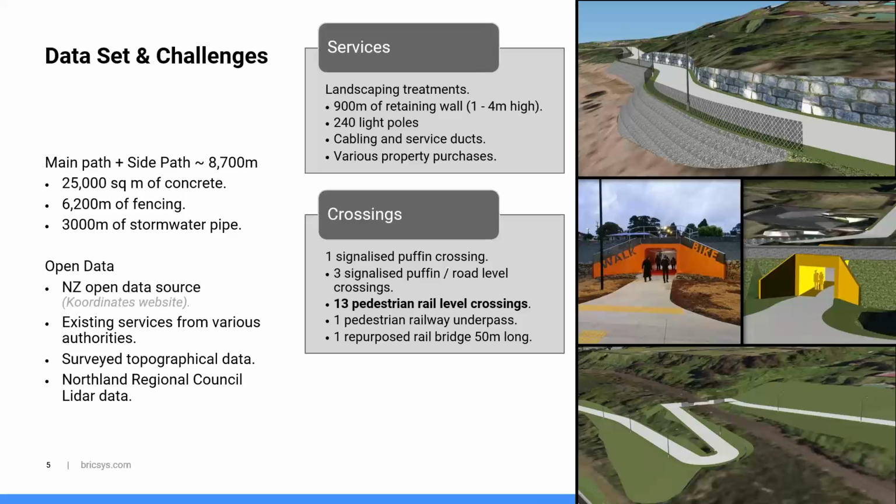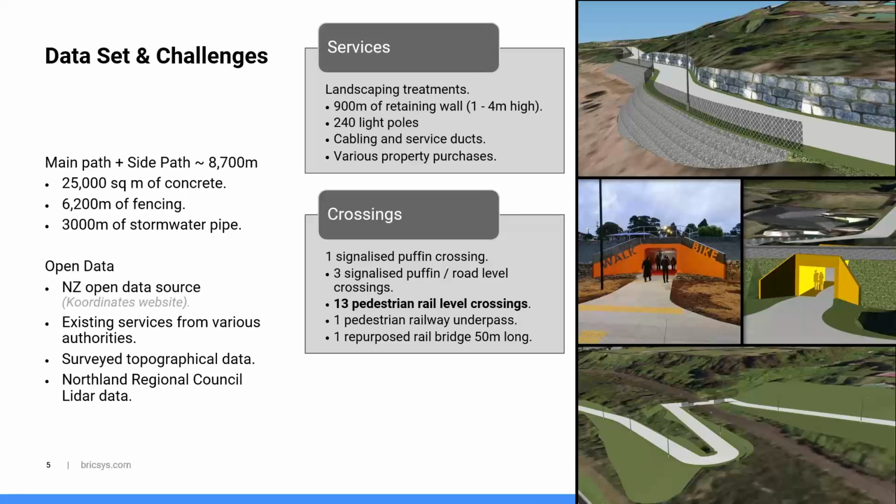Yeah, so another thing to talk about is this path's been well received. I think one of the main things people like is a lot of the landscaping treatments that have been done. They've really enhanced the experience of using the path. We've got 900 meters of retaining wall, from 1 to 4 meters high, 240 light poles, cabling service ducts.